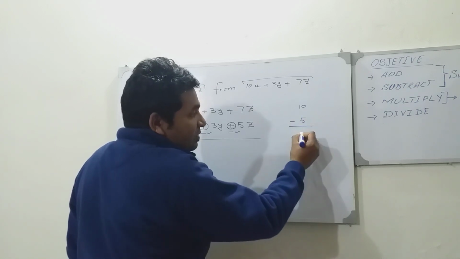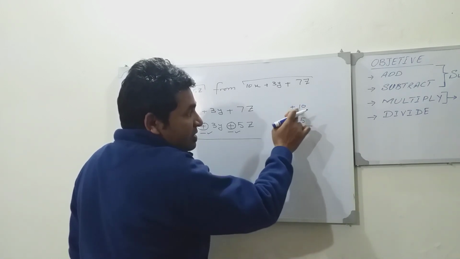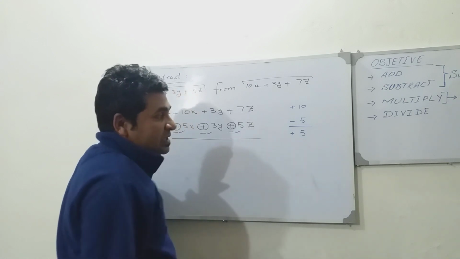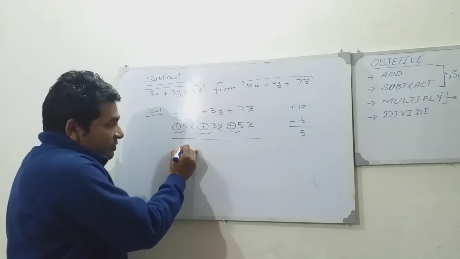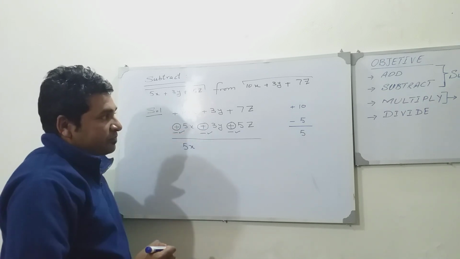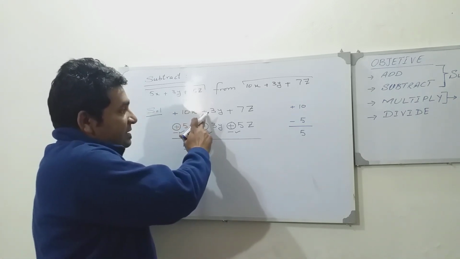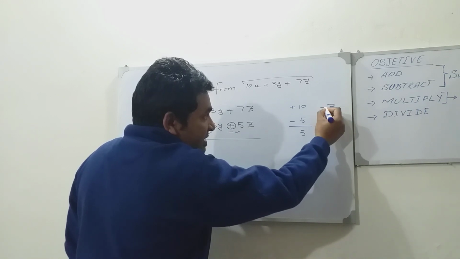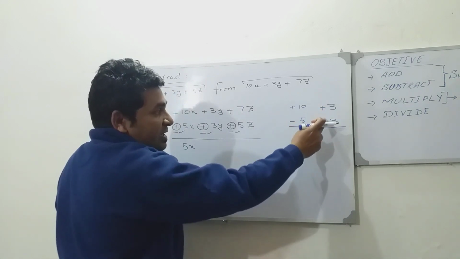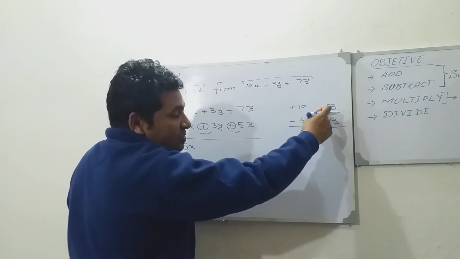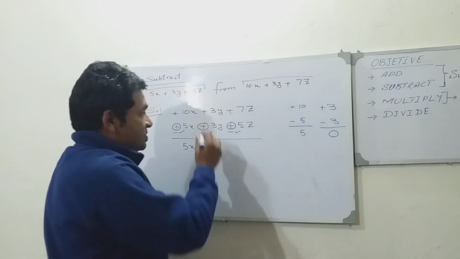So now it is 10 and negative 5. What will be the answer? Obviously 5, because we put the sign of the bigger number with it, so we can write positive 5, or if you don't write it, it's fine. So it is 5x. Clear to all of you? Now it is positive 3 and minus 3, and positive and minus cancel each other, so here we get the answer 0.